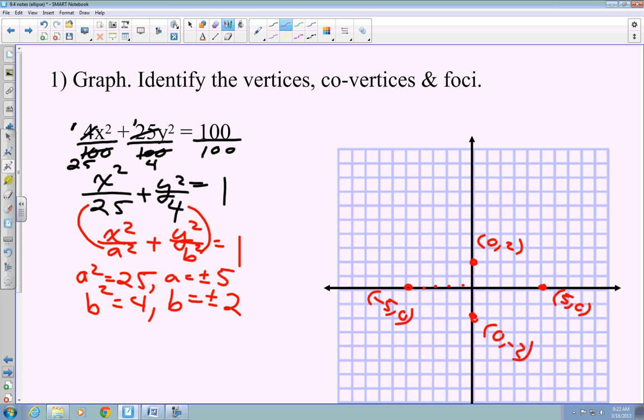I can go, and like we did with the circles, I'm not grading your artwork here, but try to make it as much like an ellipse as you can. Mine isn't real symmetric there. A little better.